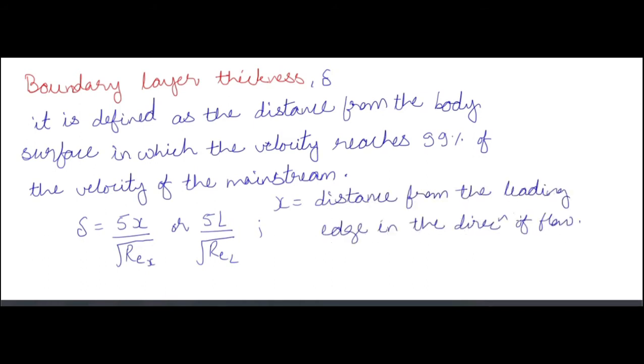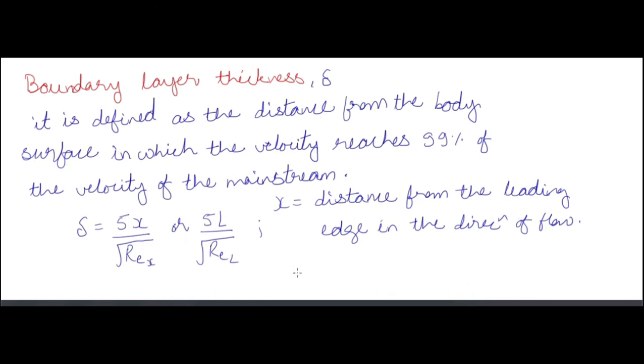So boundary layer thickness is the vertical distance from the surface to the point where the velocity is 99% of the velocity of the main stream. Not the velocity gradient, but the velocity itself is 99% of the velocity of the main stream. It has already been discussed in the previous chapter, in the previous video also.